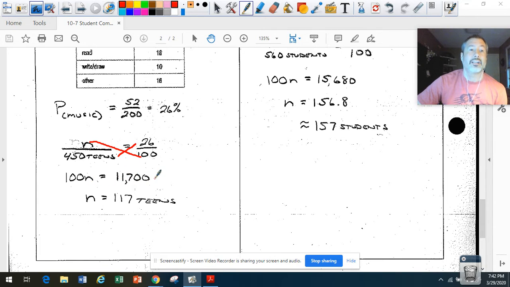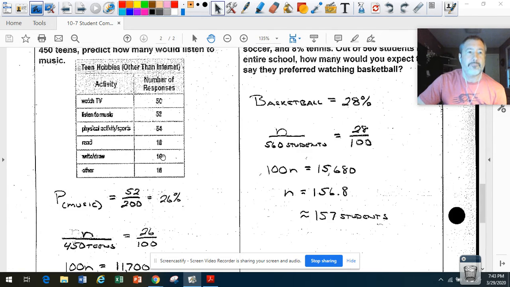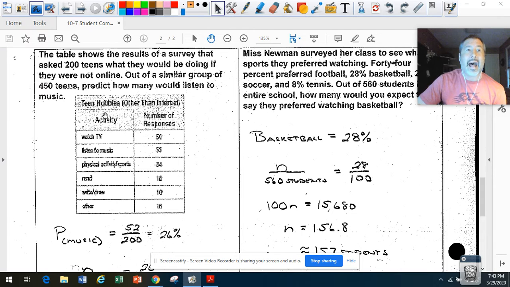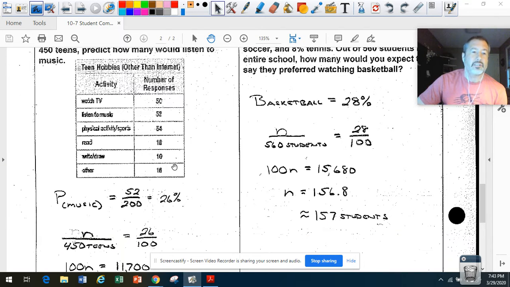Now, in order to get this answer, I'm going to divide this side by 100 and this side by 100. And as you see, these zeros cancel out. And the answer is 117 teens. So what we expect is 117 teens out of the 450 that we're talking about now will be listening to music.